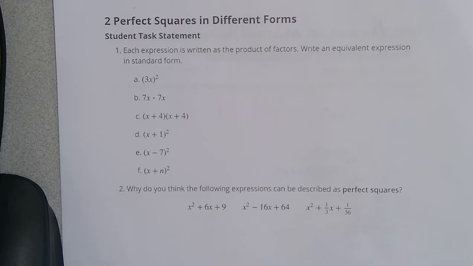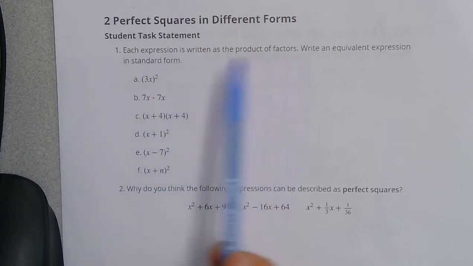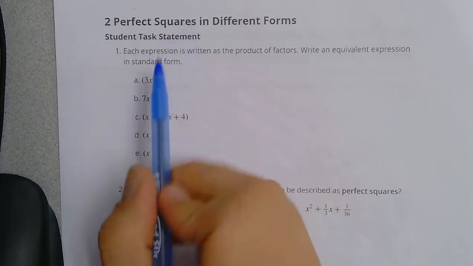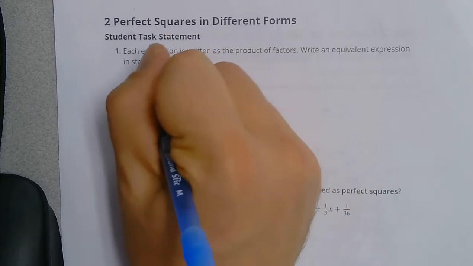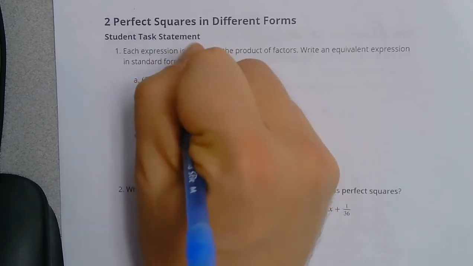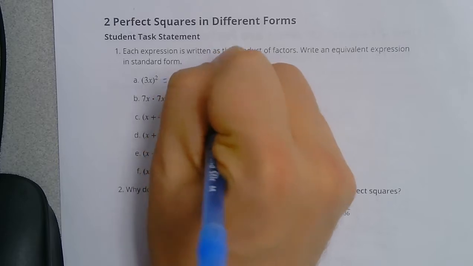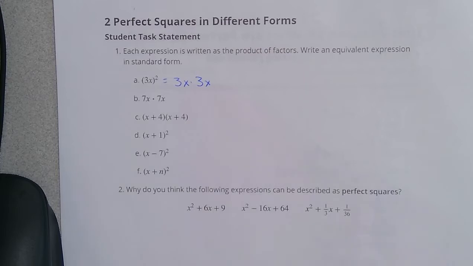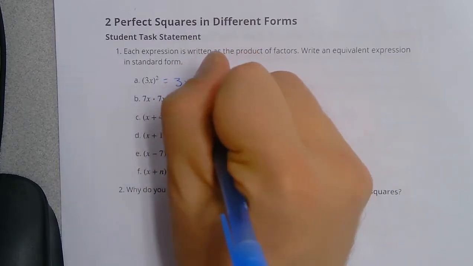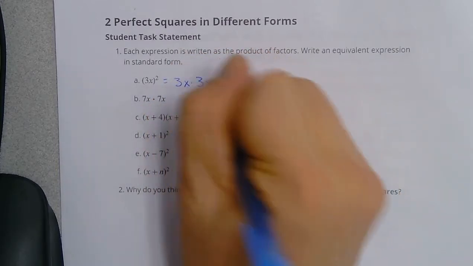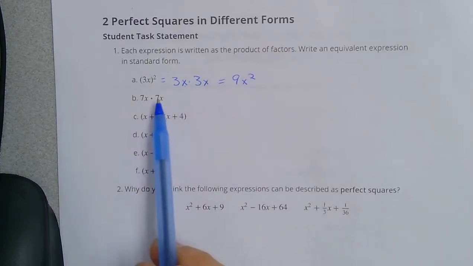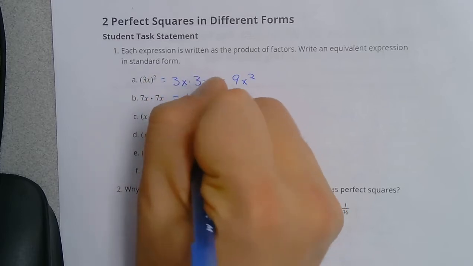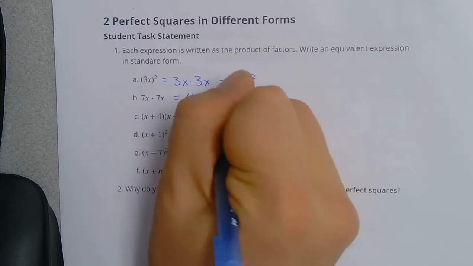So for our second task, each expression is written as a product of factors. Write it in factored form, or write it in standard form. So 3x squared, or 3x, the quantity squared, is really the same as 3x times 3x. So we can see that this is still in factored form because you have x times x. So to multiply that, multiply 3 times 3, 9, and x times x, x squared. So b, 7x times 7x, multiplying 7 times 7, 49, x times x is x squared.